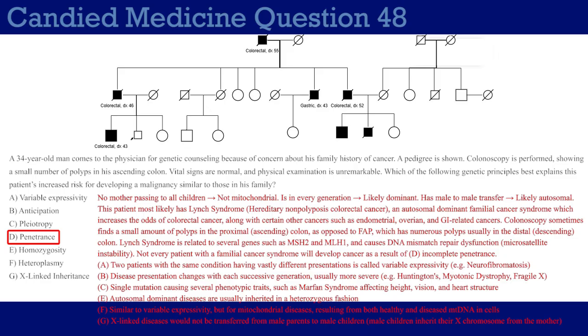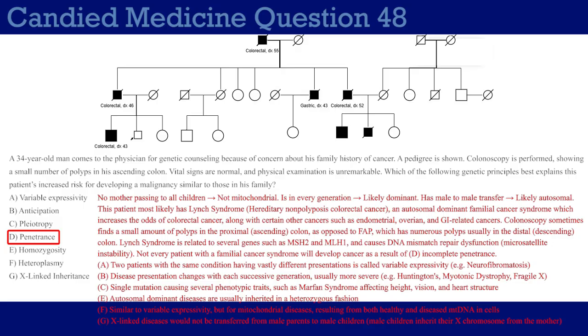Choice B, anticipation. This is when you have a disease presentation changing in each successive generation, and usually it gets more and more severe. So classically, we would think of Huntington's. Patients will present with the symptoms earlier in life, and it'll just get earlier and earlier as the generations go along. Usually happens with the trinucleotide repeat conditions, so like myotonic dystrophy, Fragile X.